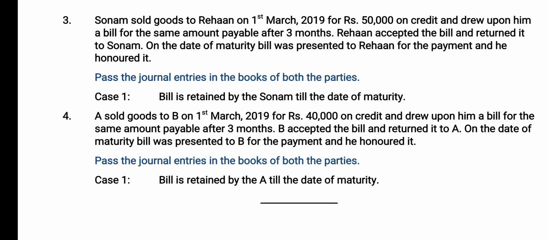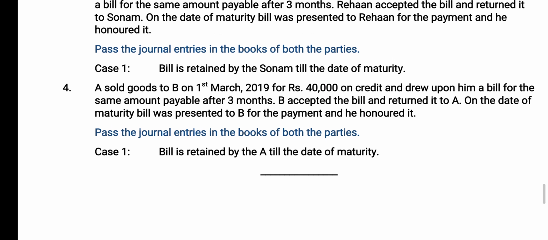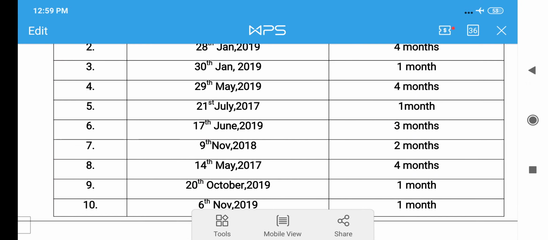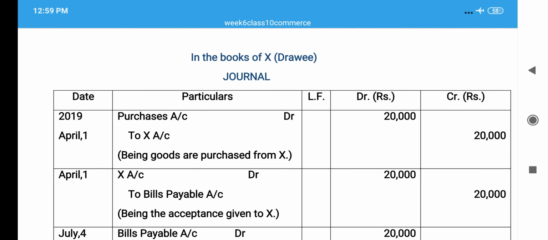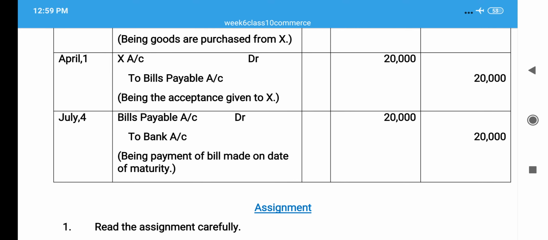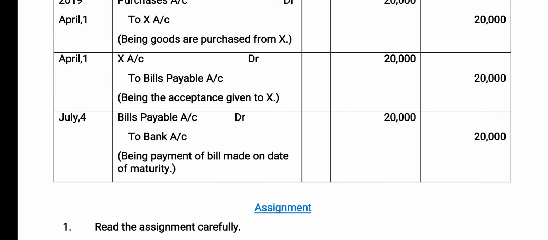And please remember these important notes: first draw the journal format, then follow the golden rules of journal entries, and at last, no need to write the name of the person in whose books you are doing the entries. So please go through the video and your illustration carefully, and then solve these practical questions. Then we will do case 2 and case 3 in our next class.